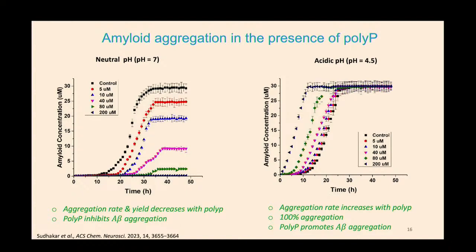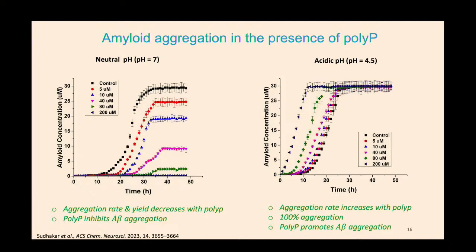On the other hand, when we look at the acidic pH, the polyphosphates actually seem to enhance the rate of aggregation. The black one that you see here is the control. As you increase the concentration of polyphosphate, you see that the aggregation completes much faster. So the aggregation rate increases with polyphosphate under acidic pH, which basically means that polyphosphate promotes aggregation of amyloid beta.